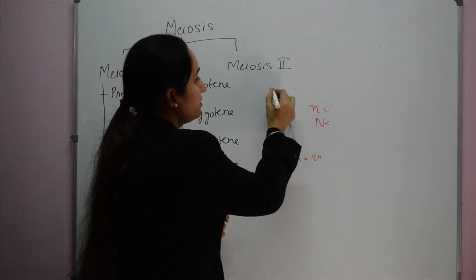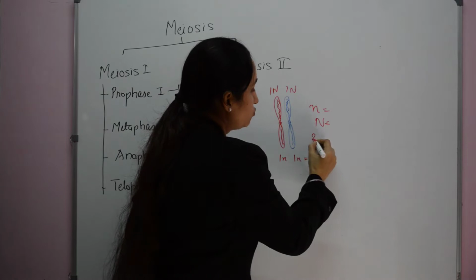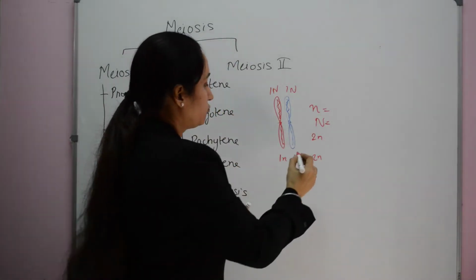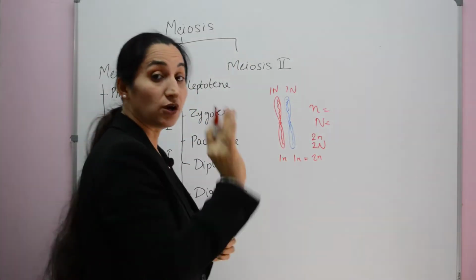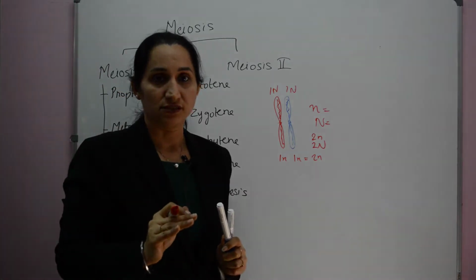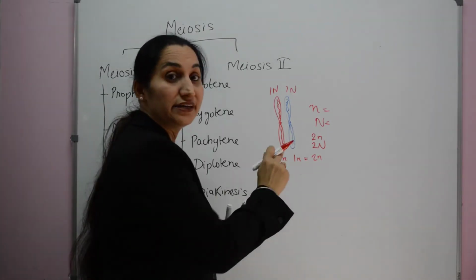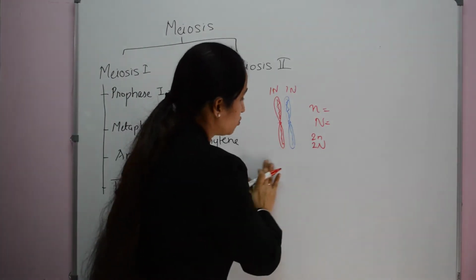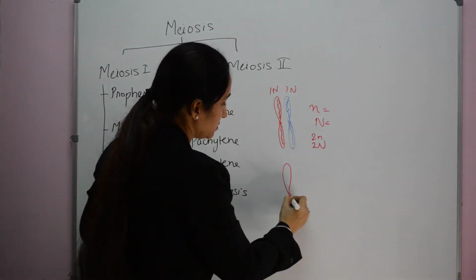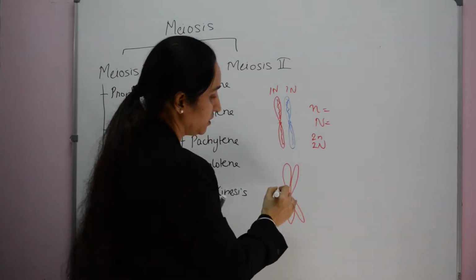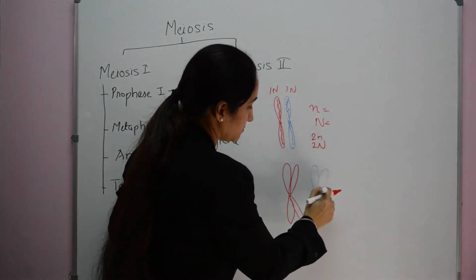So this will be 1n, and here we can write 1n for this also. Here we have 2n, meaning the diploid number of cells, and 2n means 2 DNA are present. Now in interphase, in the S phase of interphase, the DNA gets replicated. Let us draw the replicated chromosome now. When this gets replicated, it will be like this, and when this gets replicated, it will look like this.